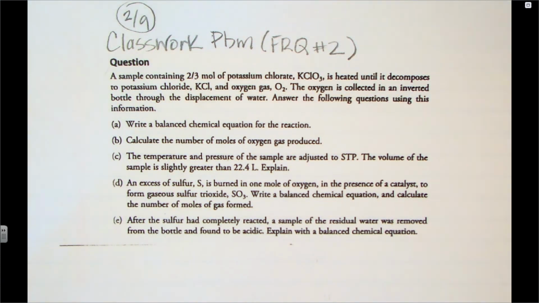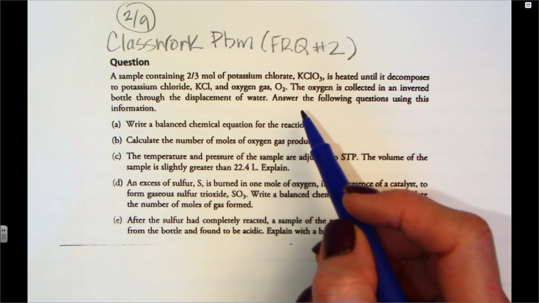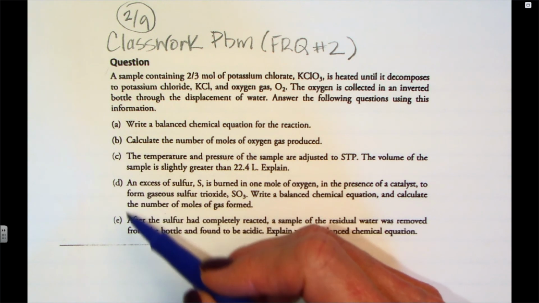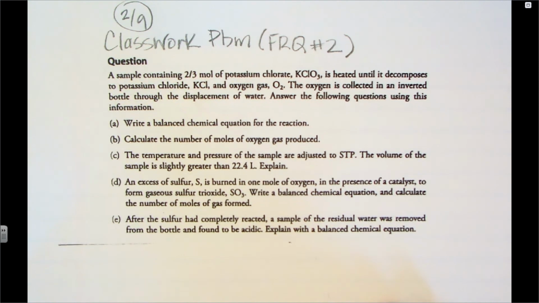So it says you have a sample containing 2/3 of a mole of potassium chlorate, heated until it decomposes to form potassium chloride and oxygen gas. The oxygen is collected in an inverted bottle through the displacement of water. So they're telling you it was collected by water displacement. Answer the following questions using the information. So again, this is a multi-part question. This will be called a long free response question.